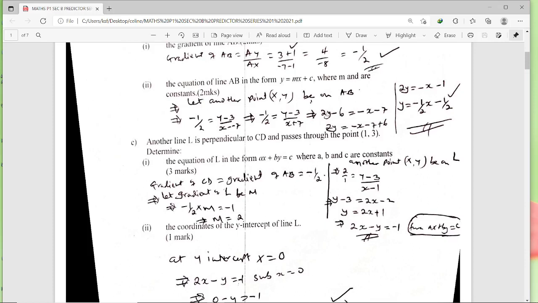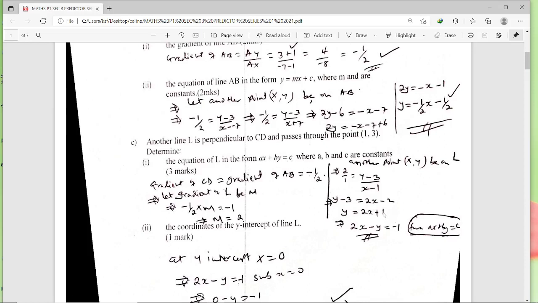M is 2. And therefore, if we use that gradient and another point (x, y) with the point (1, 3), we shall have 2 over 1 equals y minus 3 over x minus 1. So we cross multiply, it will be y minus 3 equals 2x minus 2, so y equals 2x plus 1. But remember, this is in the form y equals mx plus c, but we are told to give it in the form ax plus by equals c.